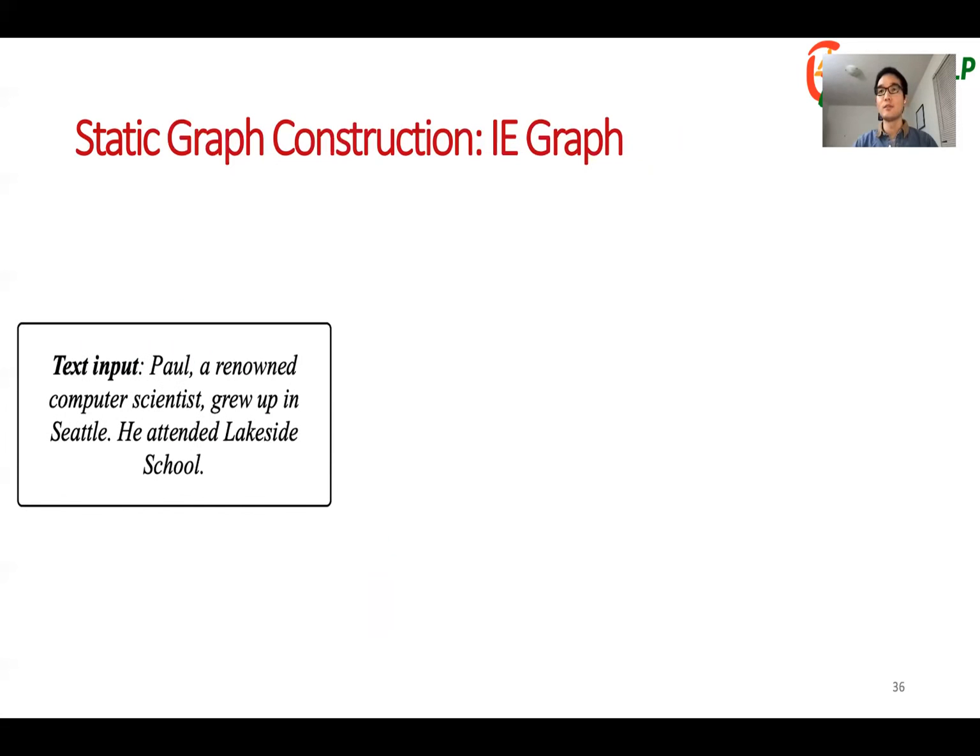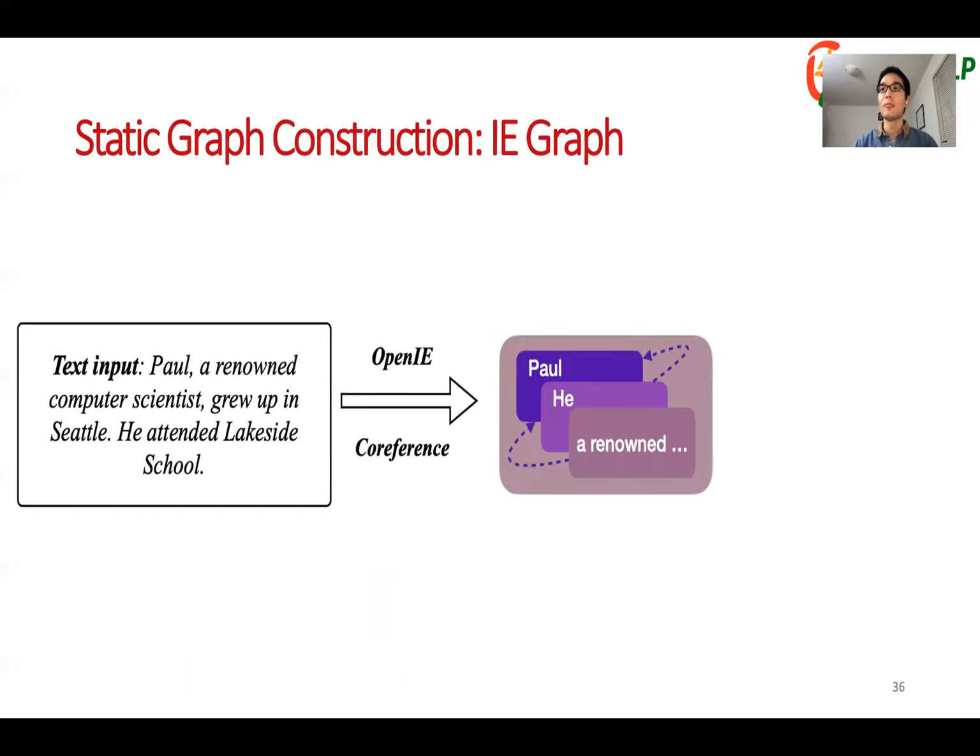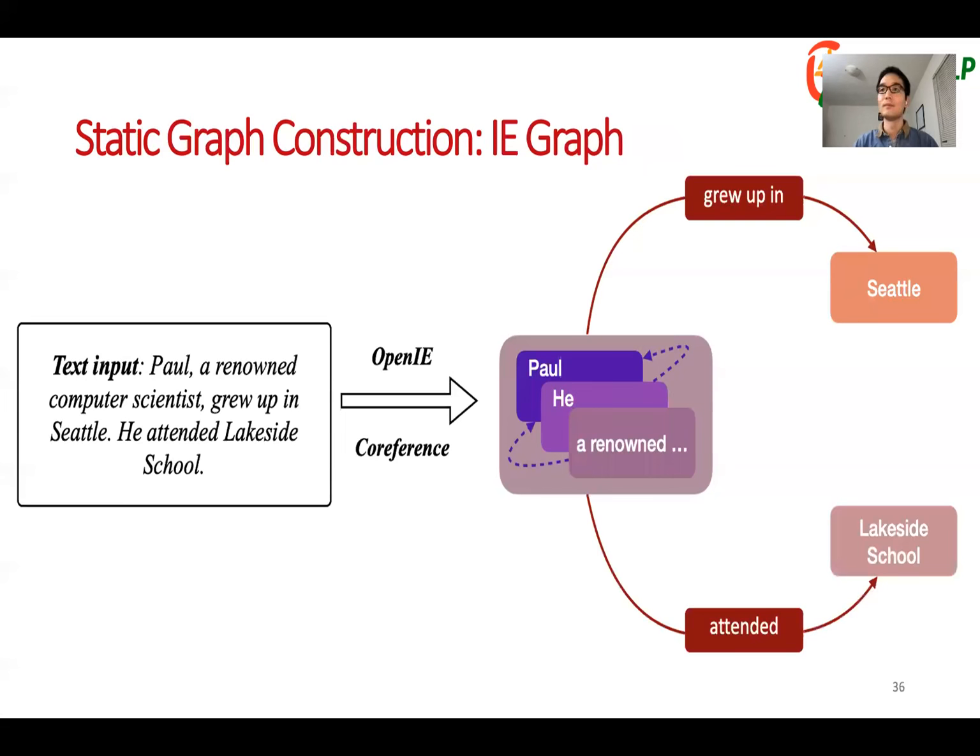The IE graph aims to extract the structural information from text to represent the high-level information about entities and their relations. Given the input text, one can apply IE tools to convert it to a graph which contains entities such as Seattle as nodes and relations such as attended as edges. Coreference resolution is usually conducted to group entities referring to the same concept into a single node. Like here, Paul, he, and a renowned computer scientist refer to the same person.